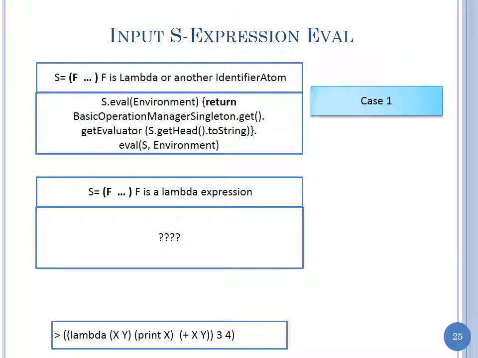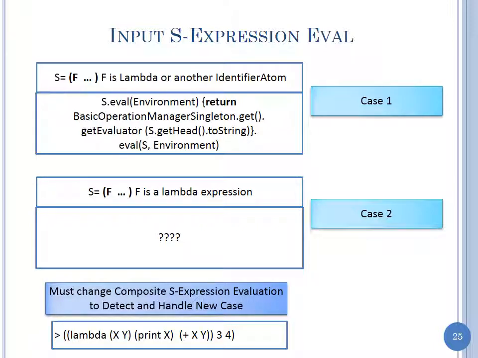So, this is case 1. Case 2. Case 1, we already know what to do. We have to distinguish between the two cases and either do case 1 or do case 2. Okay? And case 2 we have to implement. So, we must change composite S expression evaluation to detect and handle the new case. Okay, this is important. But we have the machinery already. We have environments, we have a lambda atom, we just have to compose them together somehow.